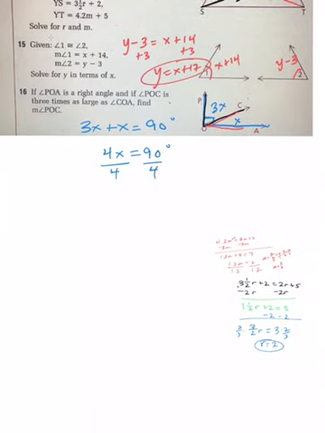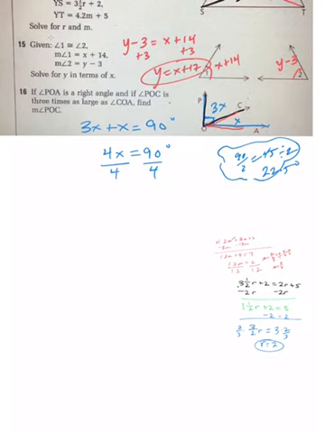90 divided by 4, in my head, what I'm thinking is, I know what 90 divided by 2 is easily, 45. I'm going to divide that by 2 again, because divided by 2 twice would be the same as divided by 4. So I get 22.5 degrees. So that's what my brain's thinking.